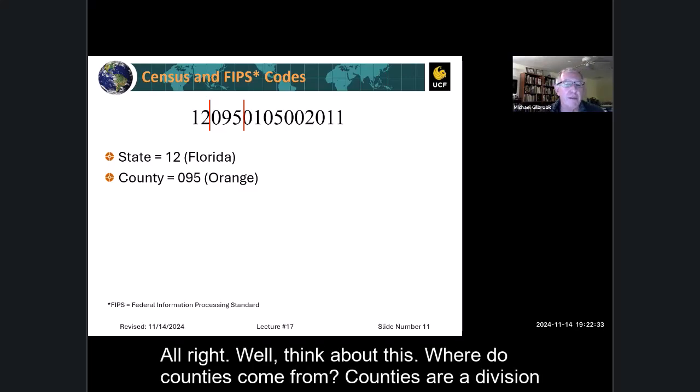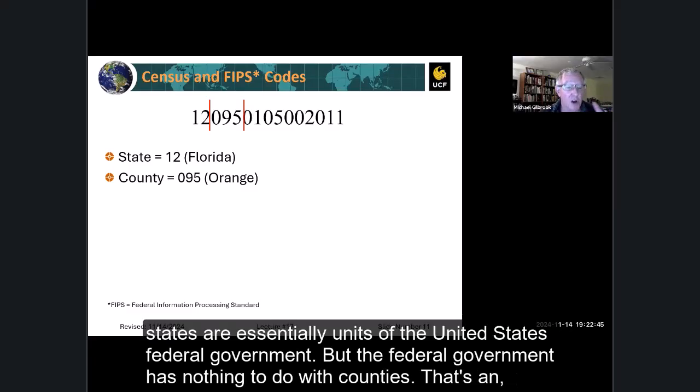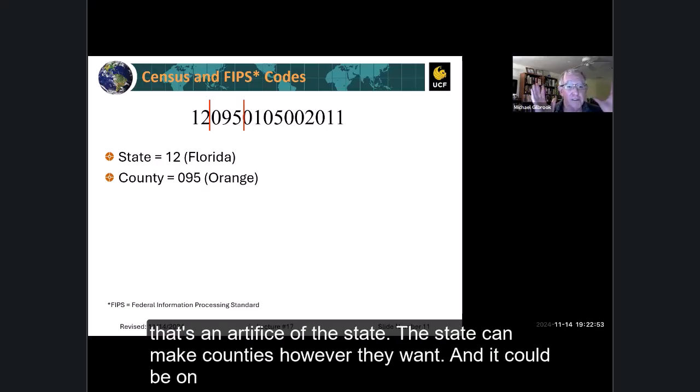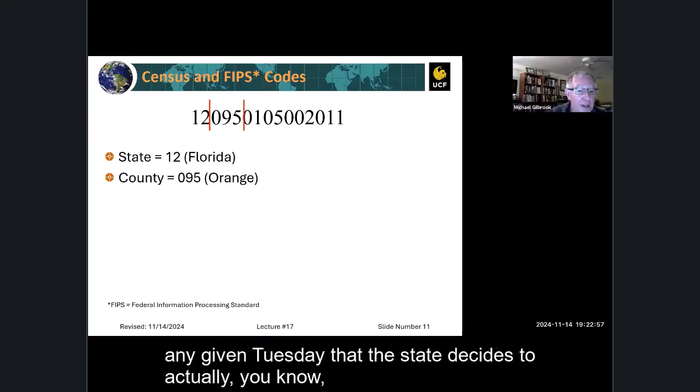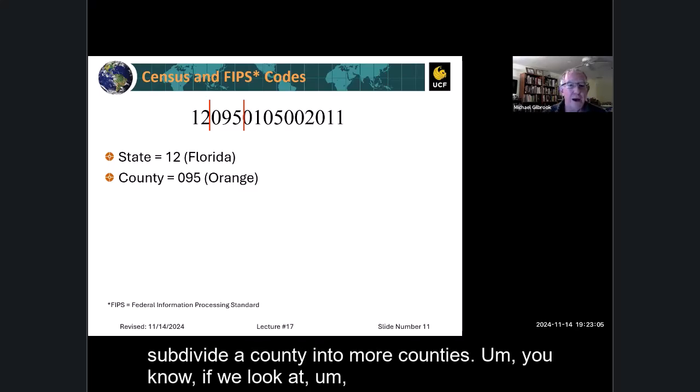All right. Well, think about this. Where do counties come from? Counties are a division of the state. States are essentially units of the United States federal government, but the federal government has nothing to do with counties. That's an artifice of the state. The state can make counties however they want. And it could be on any given Tuesday that the state decides to subdivide a county into more counties.